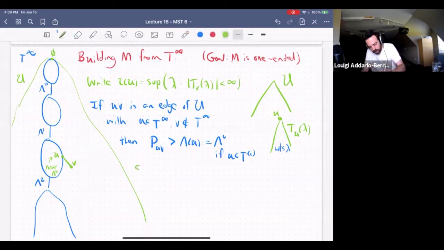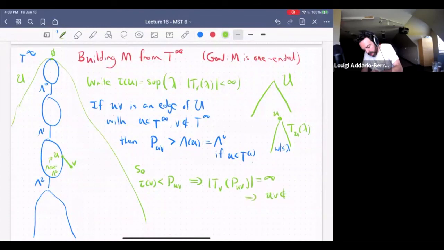So that means that if the other one is infinite, if tau v, which is the threshold for this tree being infinite, is less than PUV, then the subtree rooted at v at this value PUV is infinite, which implies that the edge UV is not an edge of M. And if tau v is bigger than PUV, that means that the subtree rooted here at this value is still finite, which means that UV is an edge of M.